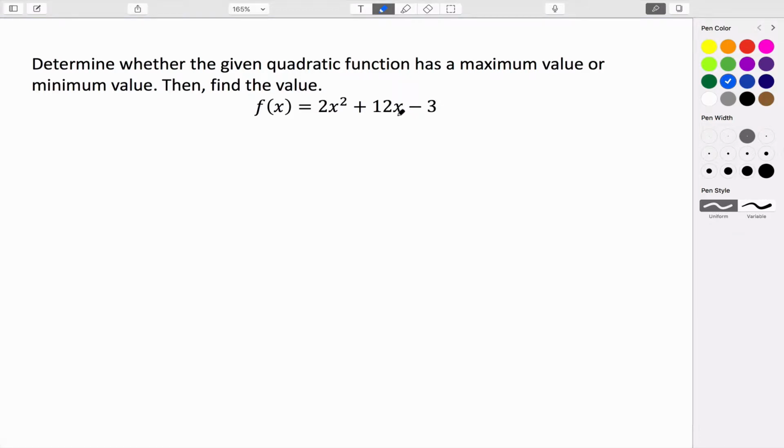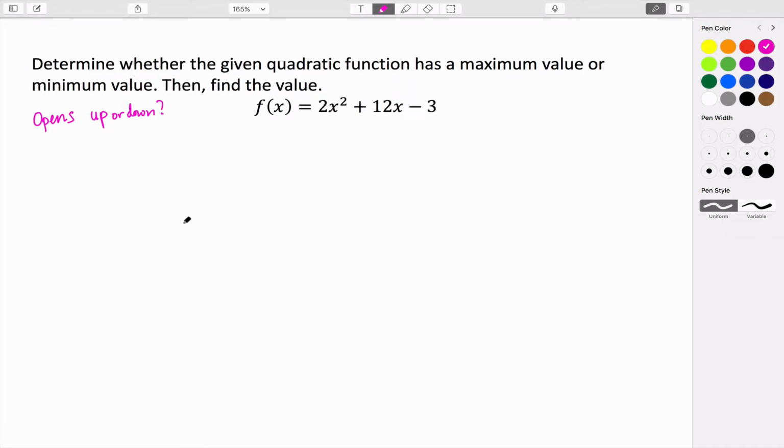For this example, we are trying to determine whether our quadratic function, f of x equals 2x squared plus 12x minus 3, is going to have a maximum or minimum value. To do this, it's actually quite easy. Really, all we need to know is, does our graph open up or down? So that's our first question. Does it open up or down?